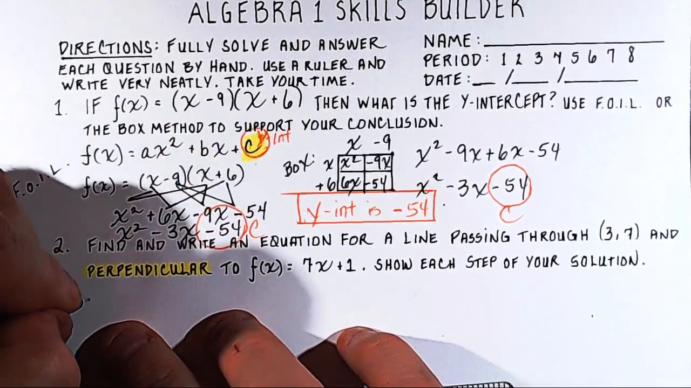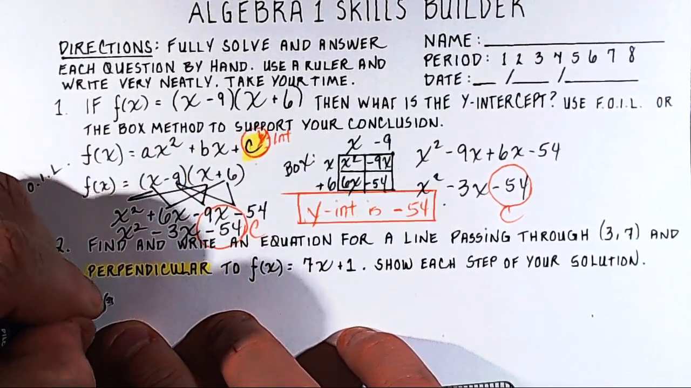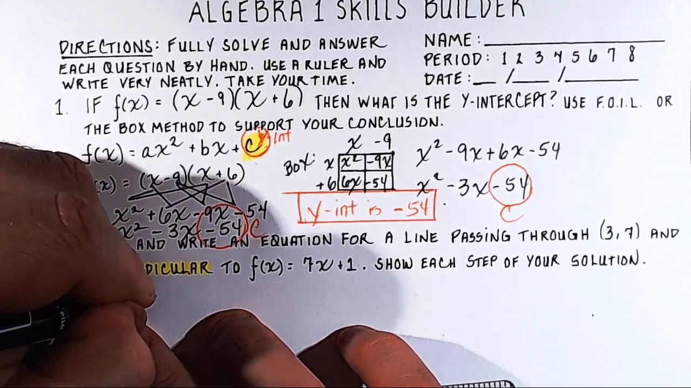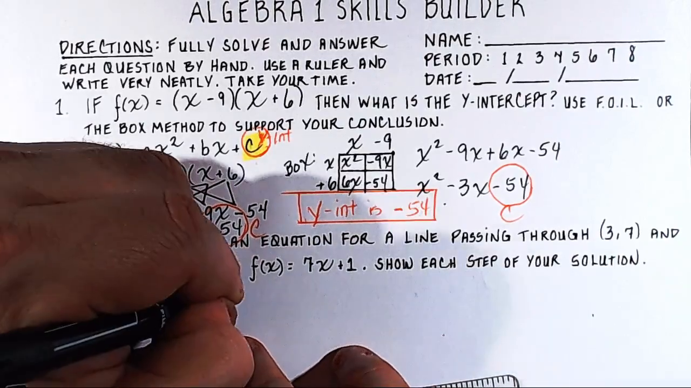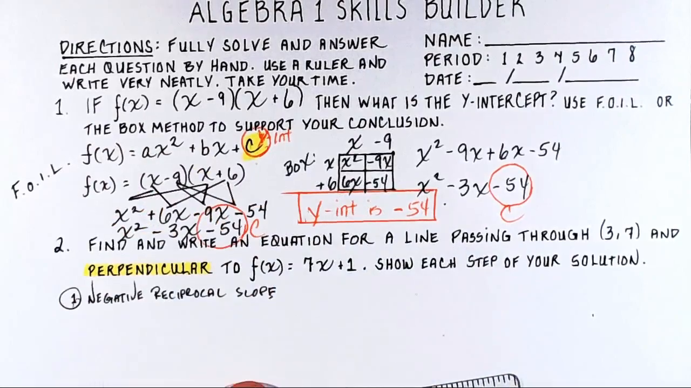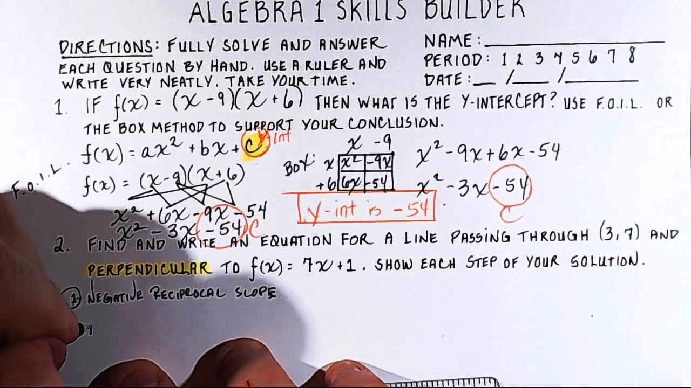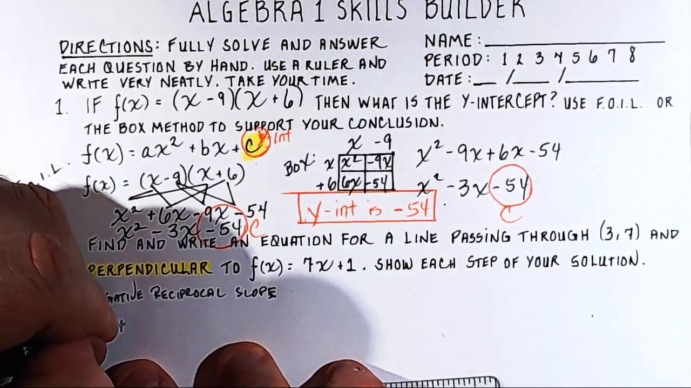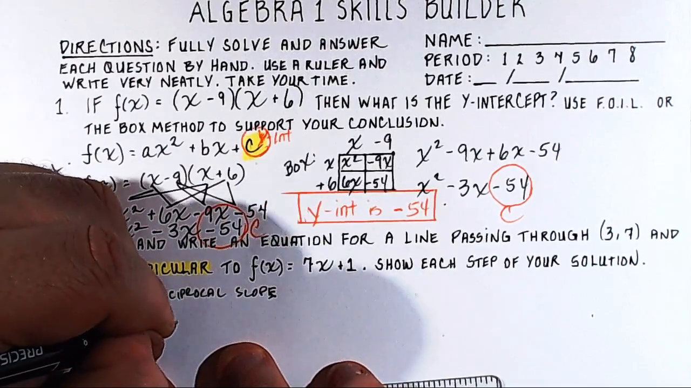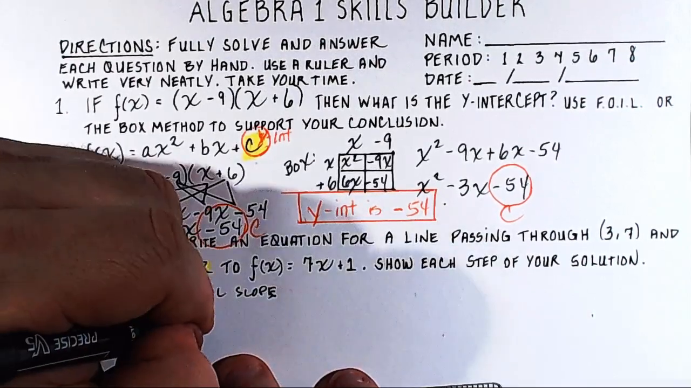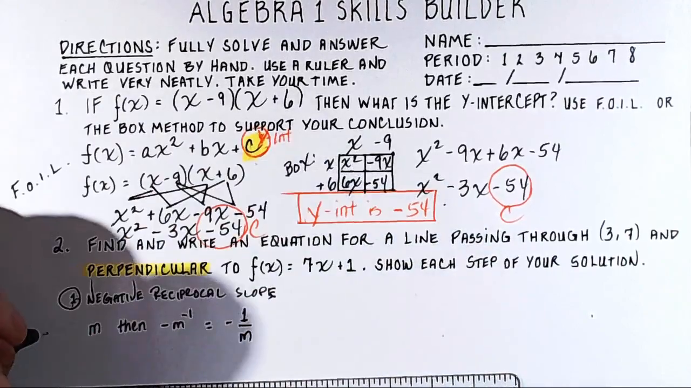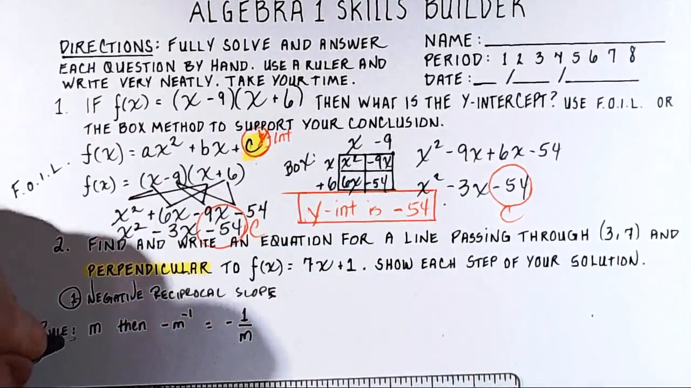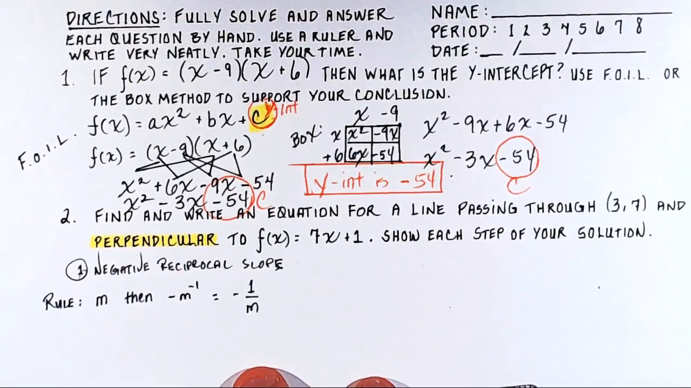When I see perpendicular, I need to write down negative reciprocal slope. Negative reciprocal slope. And here's how that works. If you have a slope m, then the negative reciprocal of m is equal to negative 1 over m. This is the rule. So now we'll put that rule into practice.